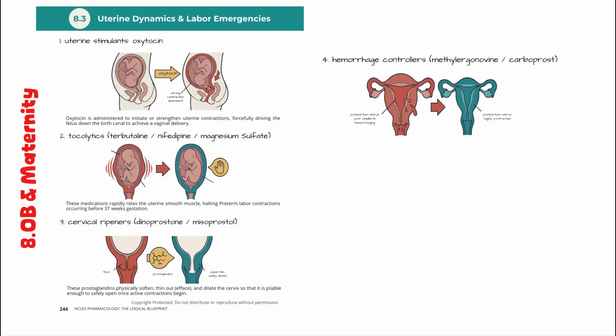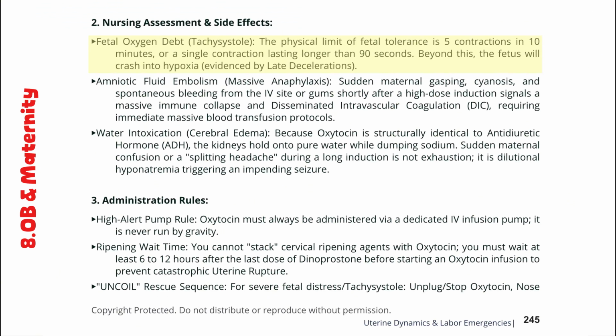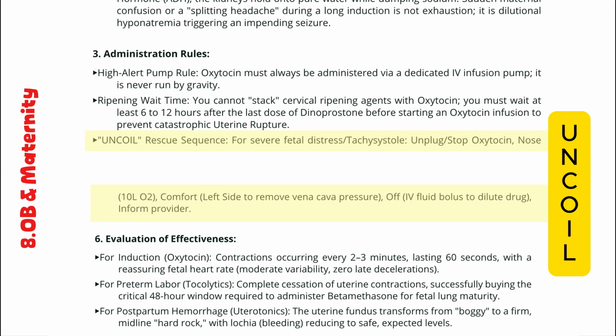During labor, every contraction temporarily clamps the placental vessels shut. Oxytocin strengthens and drives those contractions, but push it too hard and the fetus runs out of oxygen. The tolerance limit is 5 contractions in 10 minutes, or any single contraction over 90 seconds. Beyond that, you'll see late decelerations, and it's time for the rescue. Unplug the oxytocin, give oxygen at 10 liters, turn the patient to her left side to get the uterus off the vena cava, give an IV fluid bolus to dilute the drug, and inform the provider.